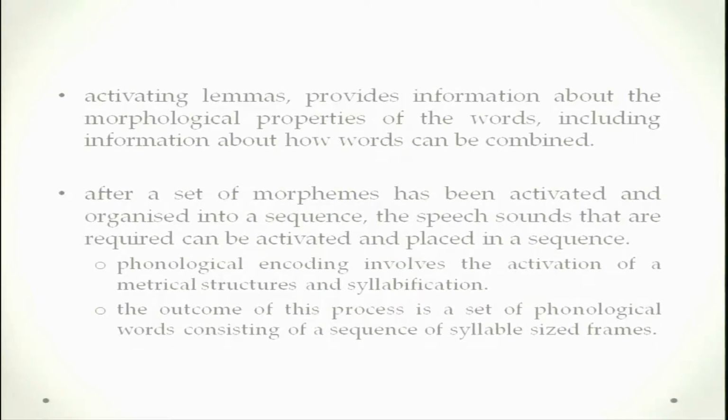Then from the lemma you provide information about the morphological properties of the word; morphological encoding and specification are done. After you have activated a set of morphemes, you organize these into a sequence, and the speech sounds that are required are placed in a sequence. So you do syllabification. Phonological encoding involves two things: the activation of metrical structures and syllabification. The outcome of this process is a set of phonological words, which are chunked into syllable-size frames. Ba-na-na are the three things that you're going to produce.